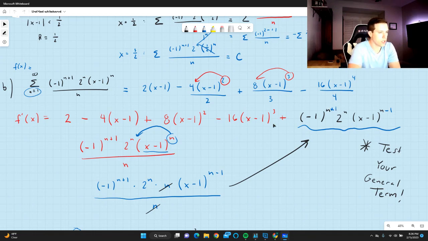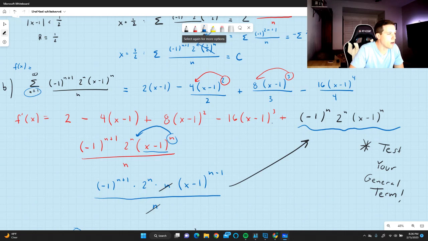I started with just, actually let's start this over. I started with just this. Then I noticed I had powers of 2, so I put 2 to the n, and I noticed I had powers of x minus 1 to the n. A lot of students will stop here and be like, I did it. But you need to test your general term and see if it's working as it's supposed to.